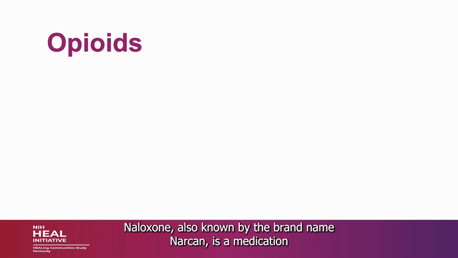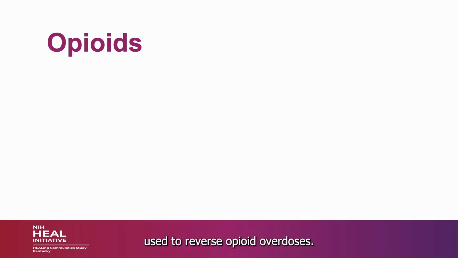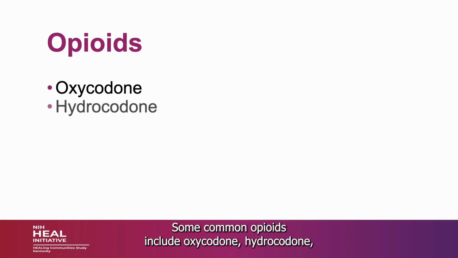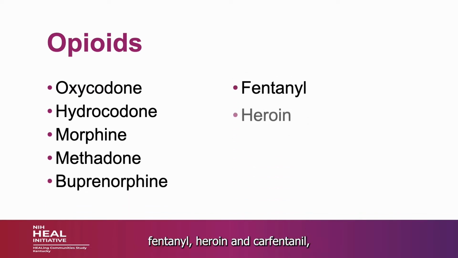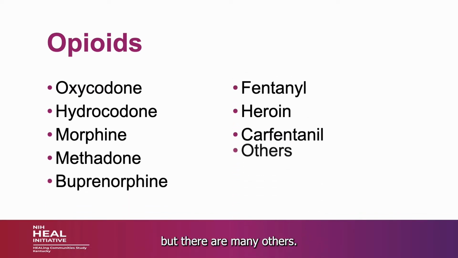Naloxone, also known by the brand name Narcan, is a medication used to reverse opioid overdoses. Some common opioids include oxycodone, hydrocodone, morphine, methadone, buprenorphine, fentanyl, heroin, and carfentanil, but there are many others.